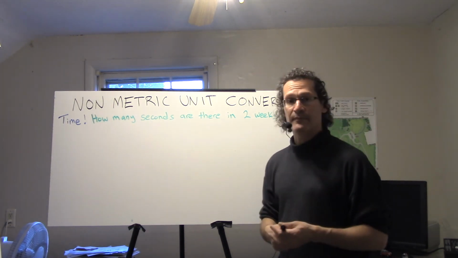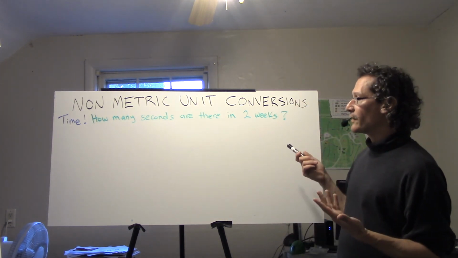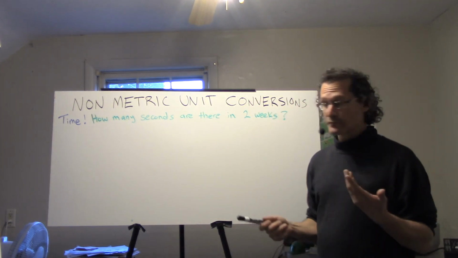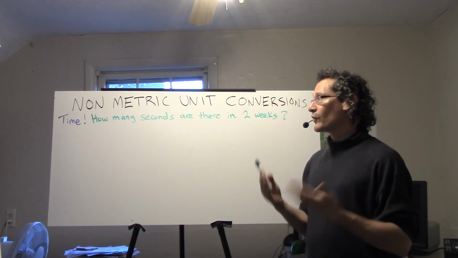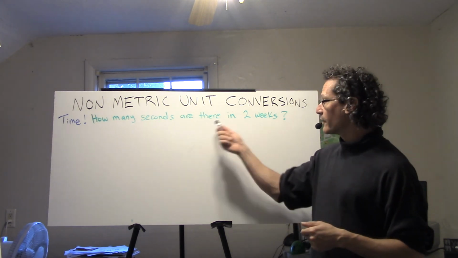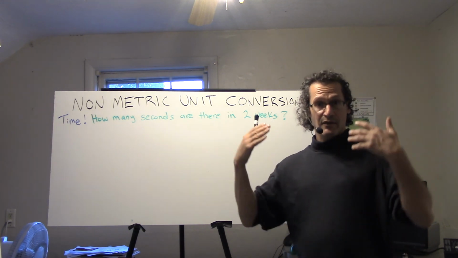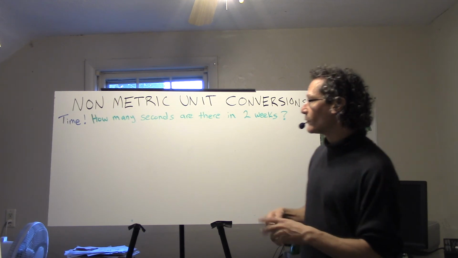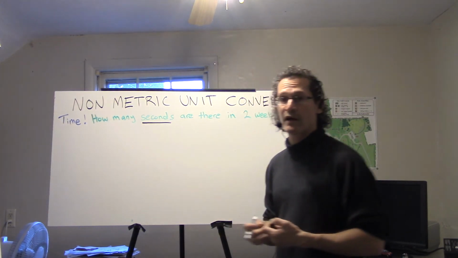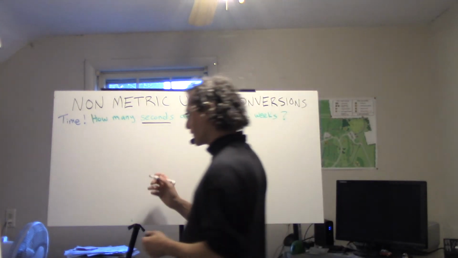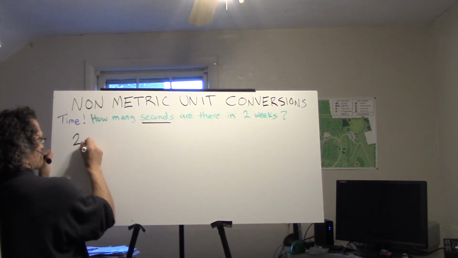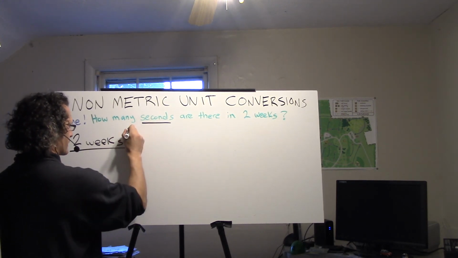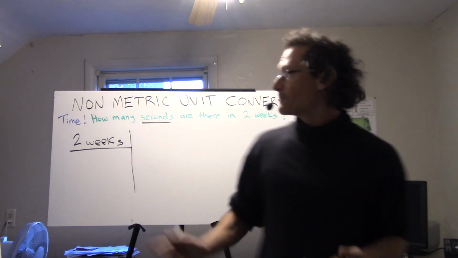And so we're going to look at time, and the situation we have here is the following. How many seconds are there in 2 weeks? And to solve this, I'm going to set up our train tracks. We begin with the 2 weeks. And what I'm going to do is kind of boil down unit by unit until we get to the one that we want, which is seconds. So we start with the 2 weeks, in the numerator, and I start setting up my train tracks.